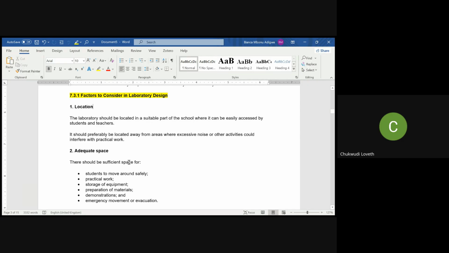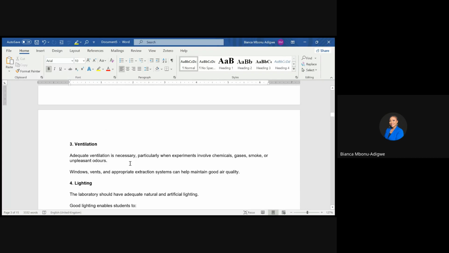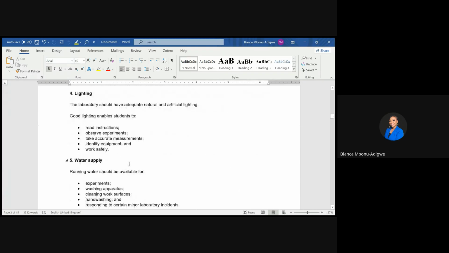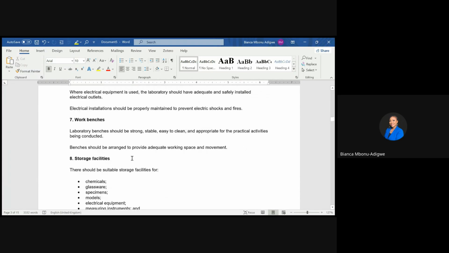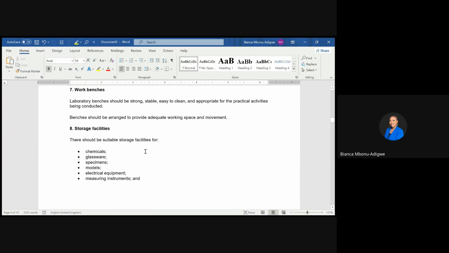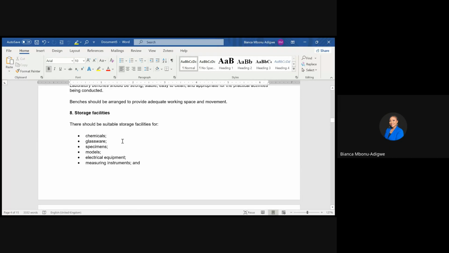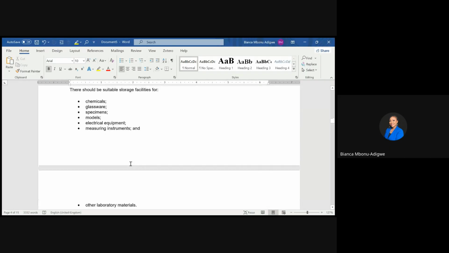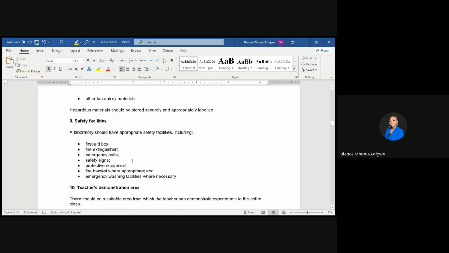Okay, location, water supply, electricity, and ventilation. Yes. Thank you. We also have lighting and then workbenches and then storage facilities. So you should have storage facilities for storing chemicals, specimens, models, measuring instruments, and so on and so forth. There should also be safety facilities.